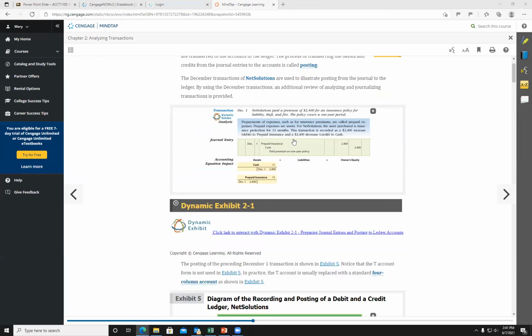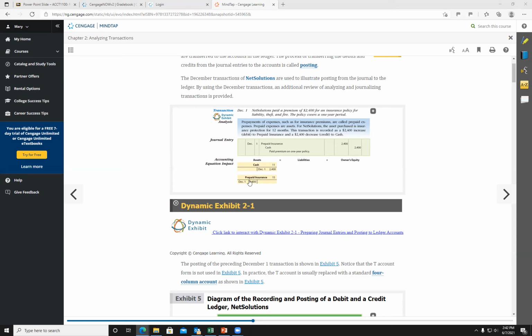The first thing we're doing here is prepayments of expenses. Insurance premiums are a great example of a prepaid expense because we normally pay for insurance anywhere from 3 to 6 months in advance. When you pay for an expense in advance, we call it a prepaid expense, and we categorize it as an asset. So let's go back and think: assets are increased with debits. If you look here, both cash and prepaid are assets.